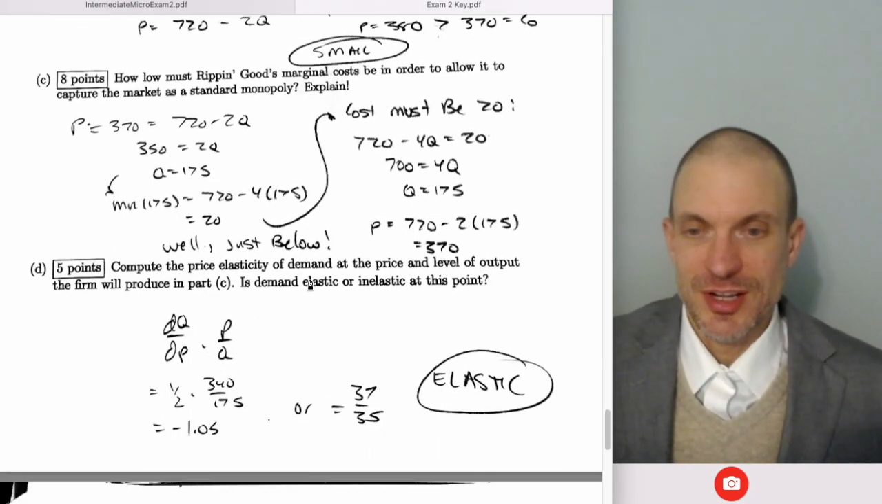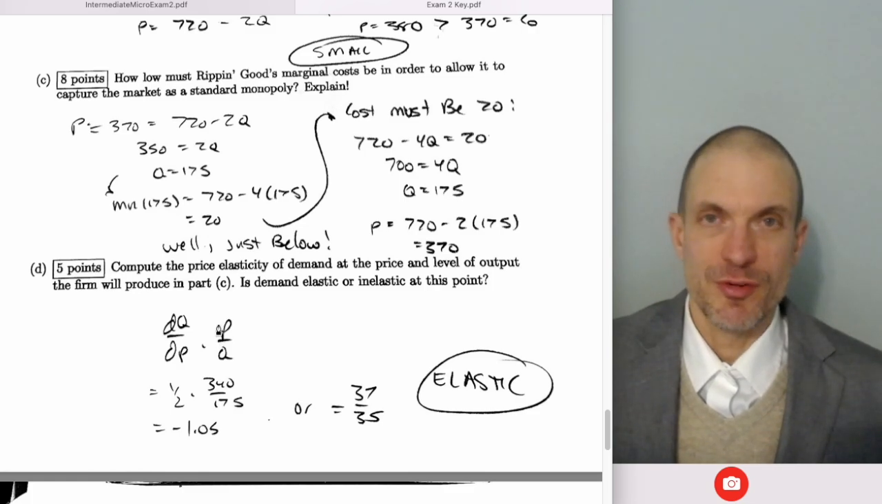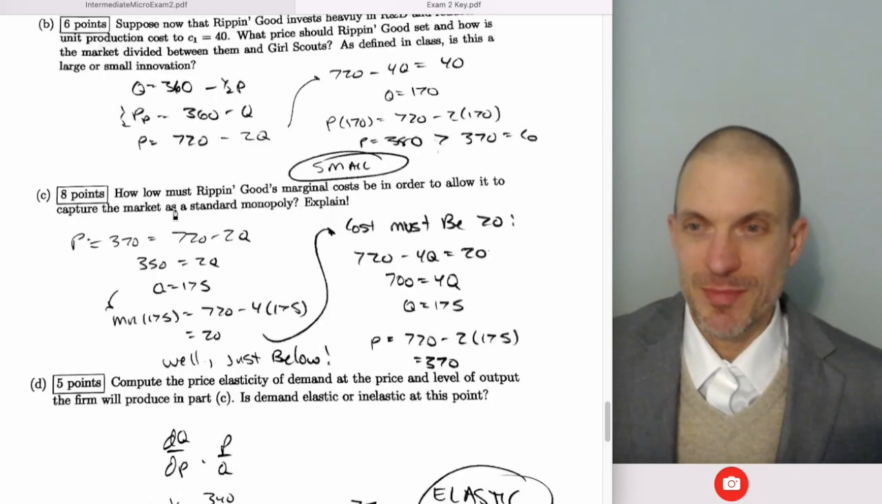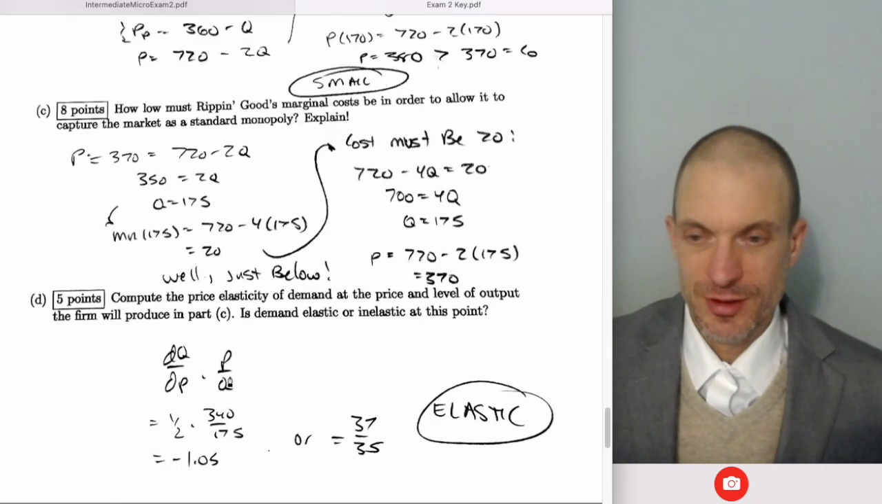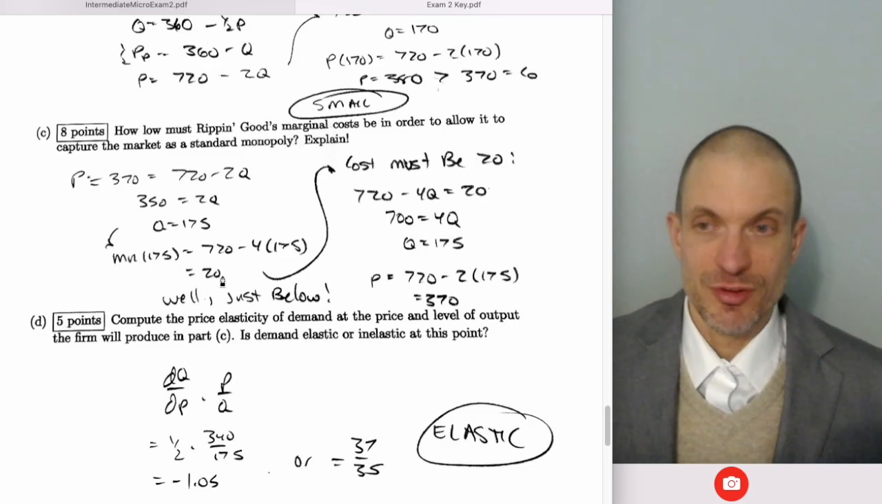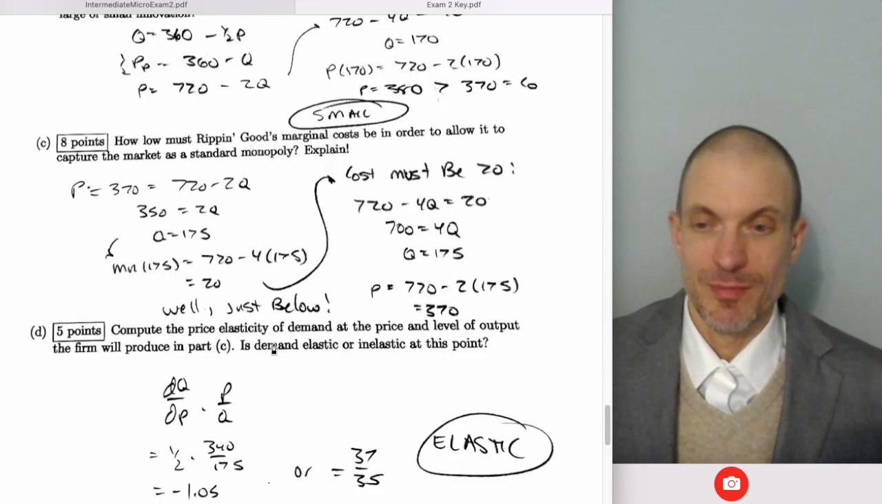Compute the price elasticity of demand at the price level and output that the firm will produce in part C. Is demand elastic or inelastic? Our formula for price elasticity of demand is dQ/dP times P over Q. This is the slope, this is the point. The slope of my demand curve is minus 1/2. The slope of the inverse demand curve is minus 2. We graph inverse demand curves, but we use the demand curve for elasticity.